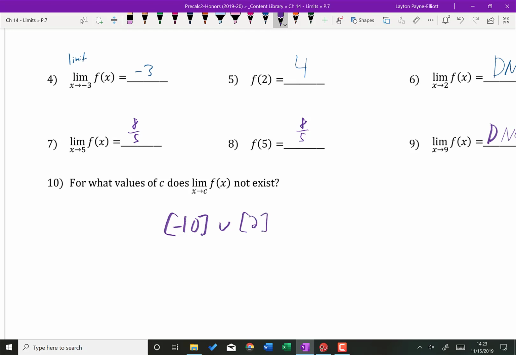2 and 9. Ready for this? How about 12 to infinity? And how about negative infinity to 12, areas where the graph doesn't exist? Now, I'm going to argue there is a limit at 12 on both sides. We'll again talk about that in the coming days.